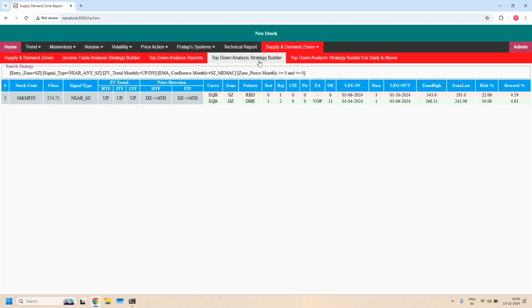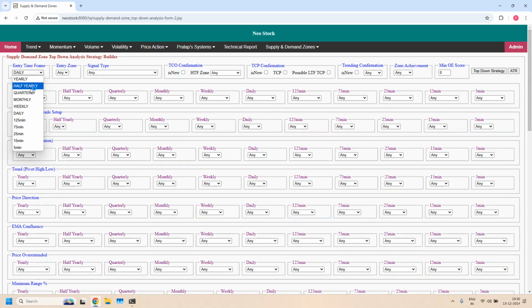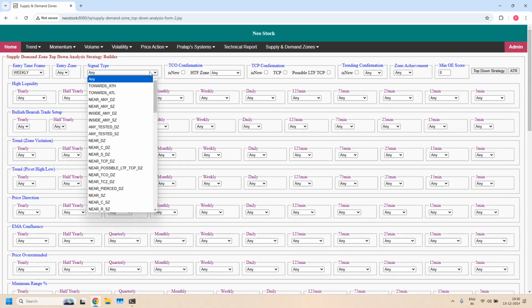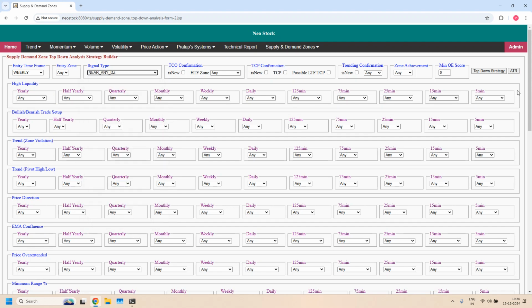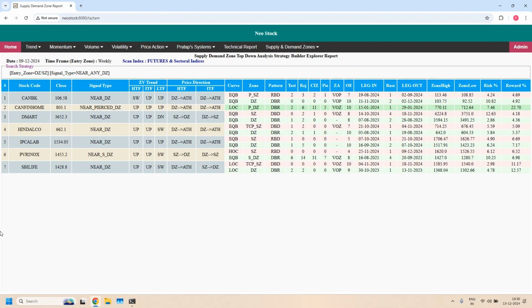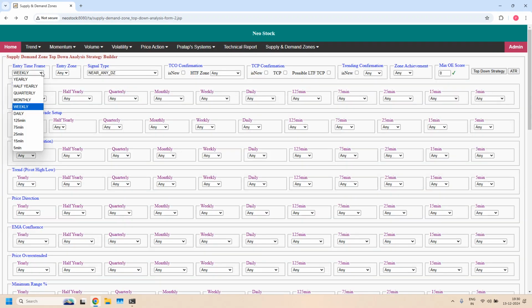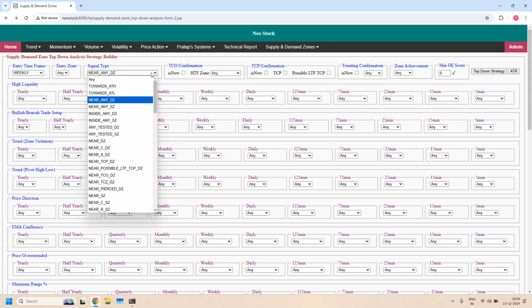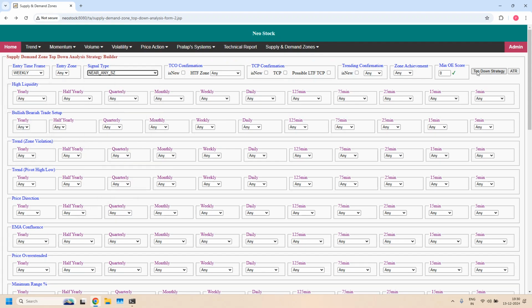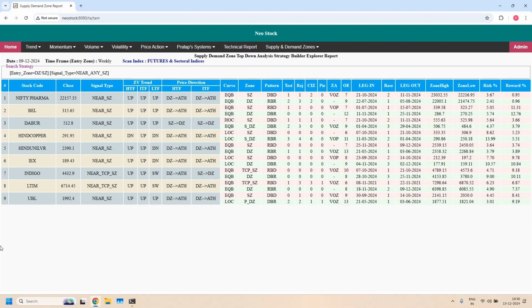Next time frame is weekly. Stocks near weekly demand zone, 7 stocks are filtered. Next weekly time frame, stocks near weekly supply zone, 9 stocks are filtered.